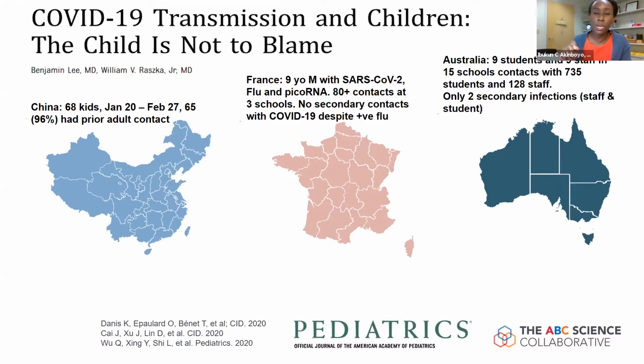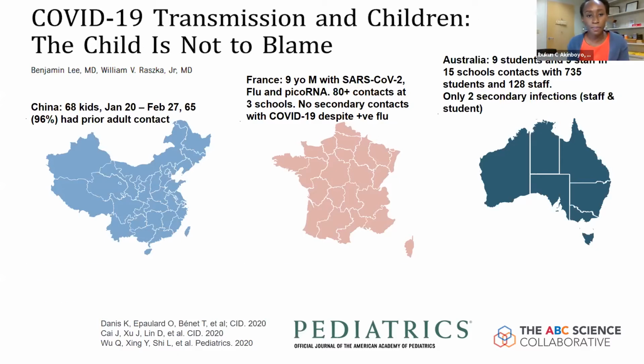This 9-year-old had multiple viruses, so had COVID-19, had influenza, had this pico-RNA, it's a small RNA virus, and had multiple contacts at different schools, but did not spread COVID-19 despite successfully spreading influenza. And then in Australia, similarly, 9 students, a couple of staff members, multiple contacts across different schools. Kids can spread, adults can spread, but despite numerous contacts, over 700 students, only 2 secondary infections were noted. So low rates and low numbers.